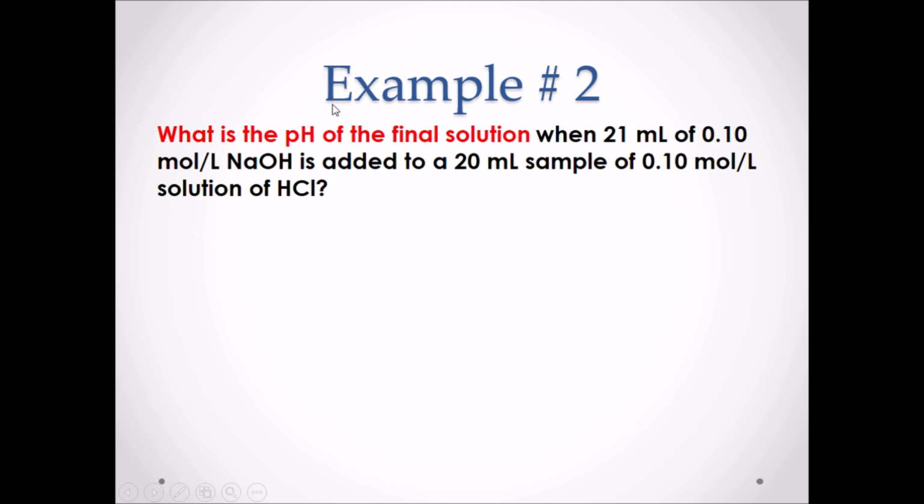Example number 2. What is the pH of the final solution when 21 milliliters of 0.10 moles per liter solution of sodium hydroxide is added to 20 milliliters of 0.10 moles per liter hydrochloric acid? Pause the video and attempt this example.